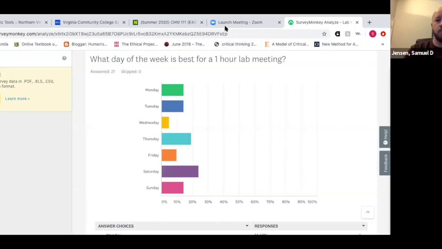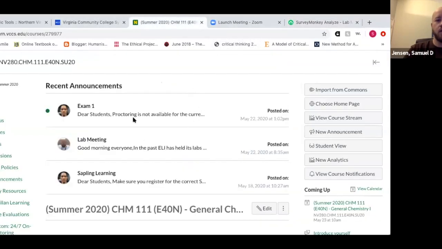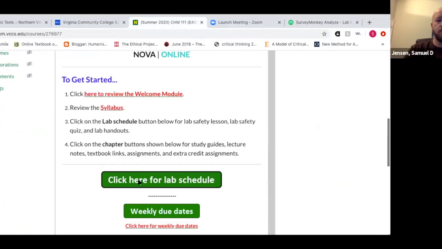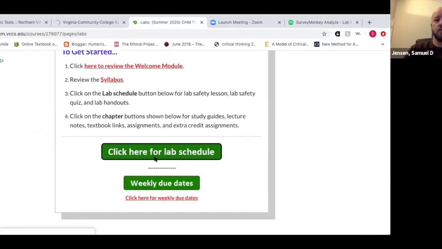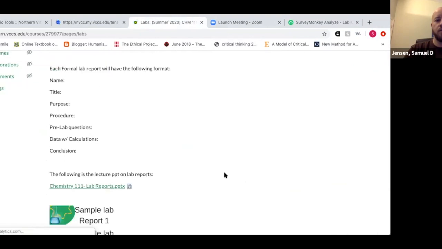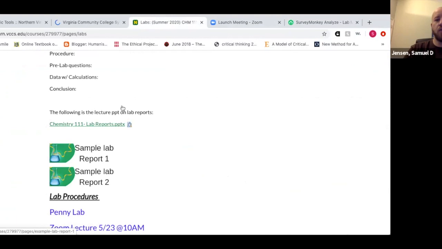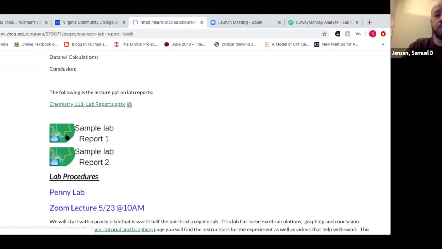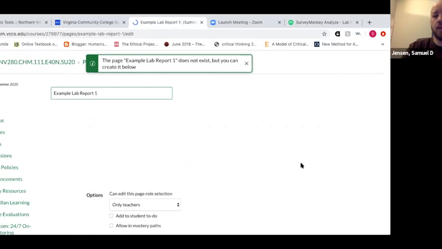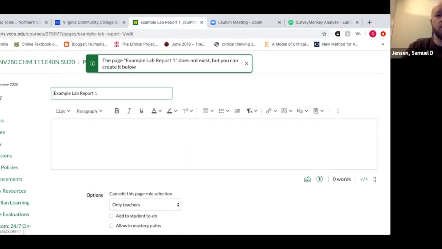So as a quick run through on the lab reports, you have that PowerPoint. If we go over here in the lab schedule, again, the chemistry lab report right there. The PowerPoint right there is the PowerPoint I just went through. Oh, okay, that didn't work. All right, so I've got to fix those two pages.